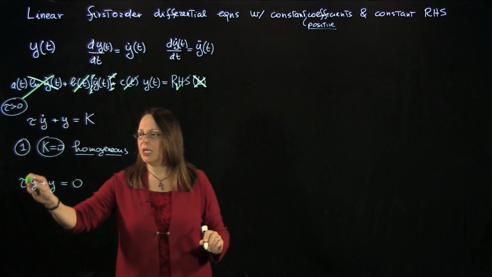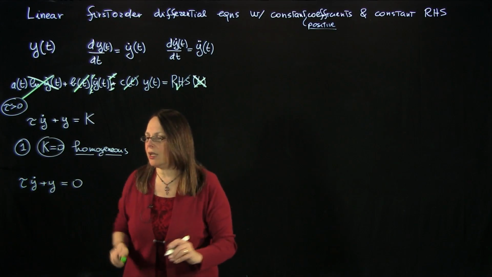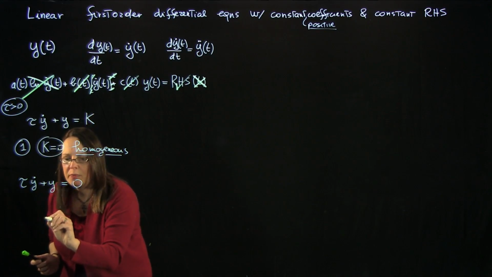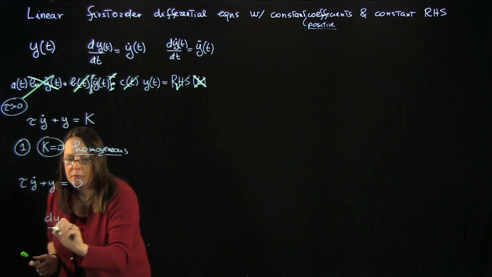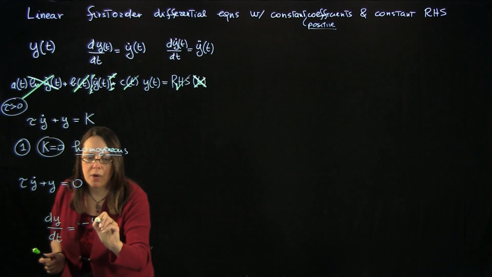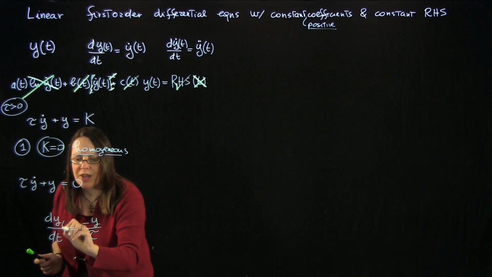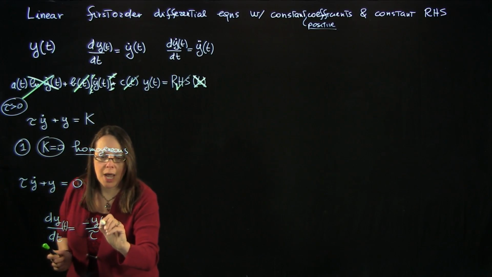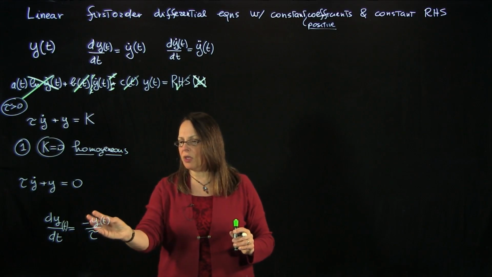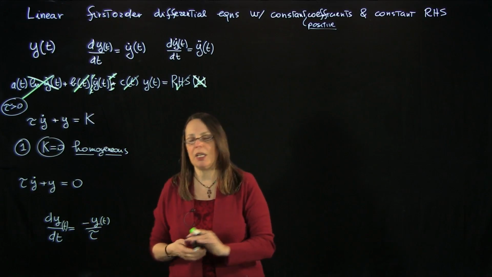It means that y of time must be such that when I take the derivative, so let me rewrite this as dy dt, and let me bring y on the other side. So that means that dy dt is equal to minus y over tau. So this is dy dt as a function of time is equal to y as a function of time divided by tau. So if I look at any particular time, if I know the value of the function, I divide it by tau, change sign, that must be the derivative of the function.